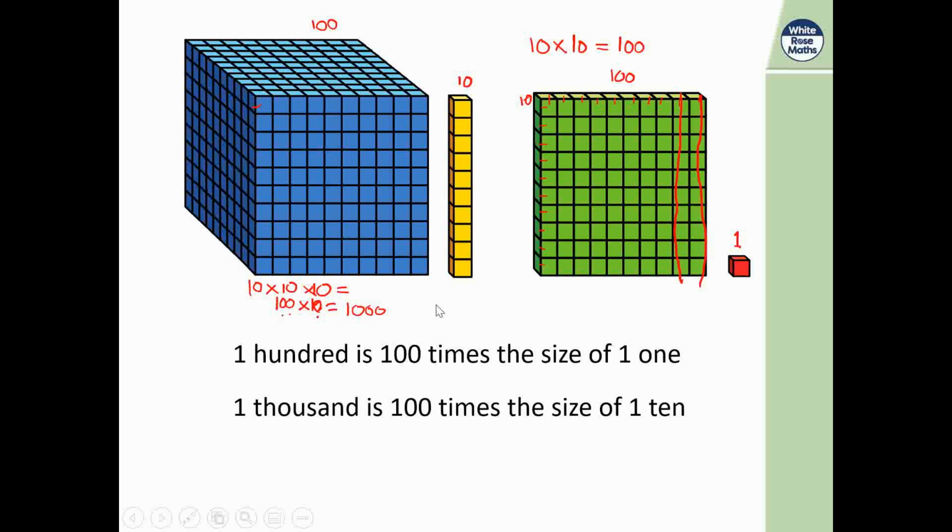Right, next slide. So here we go. So it says 100 is 100 times the size of 1. That's this one is 100 times that. 1,000 is 100 times the size of 10. Yeah? So this, I only wrote 100. Should be 1,000. 1,000, okay, is 100 times 10, which is what we did here, 100 times 10. Okay?